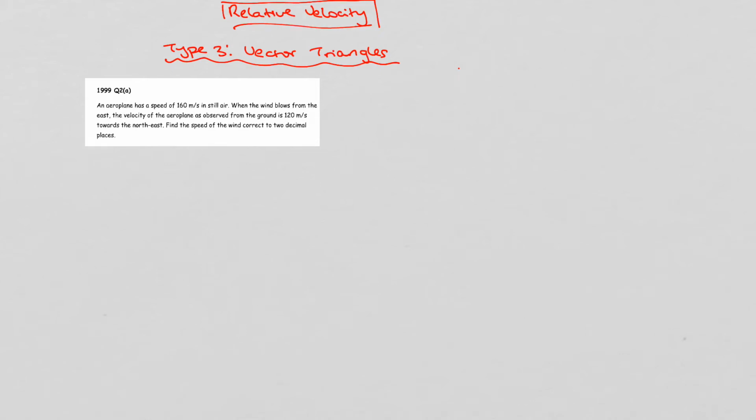Relative velocity, type 3 vector triangles. So with type 3, sometimes we look at an object moving out in one direction and then coming back in the same direction. But in this one, we're just looking at one direction in the movement of an airplane.